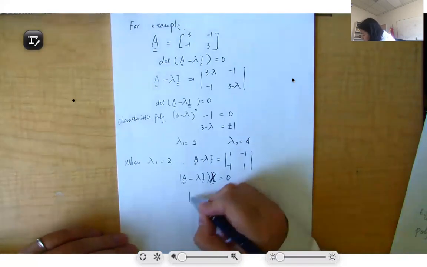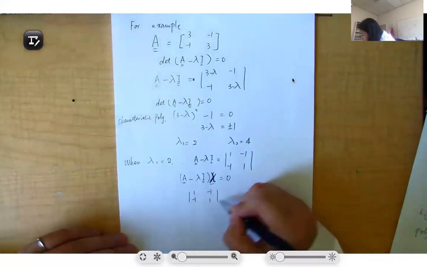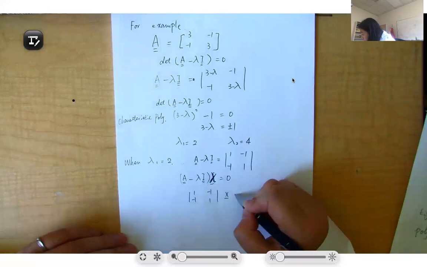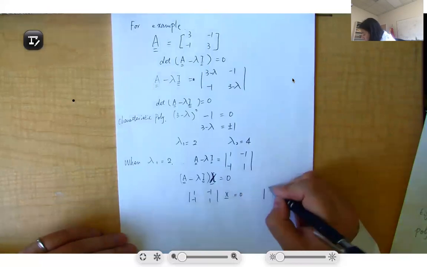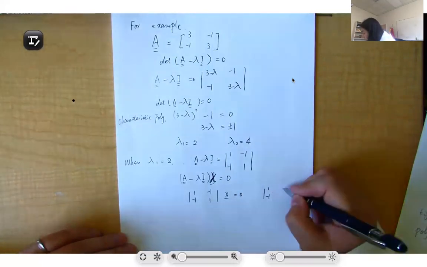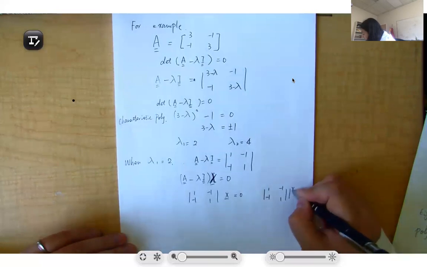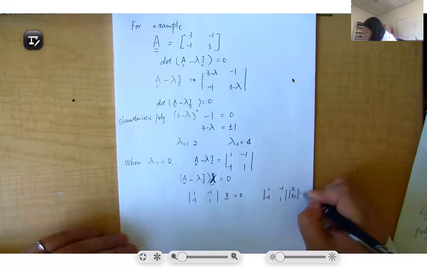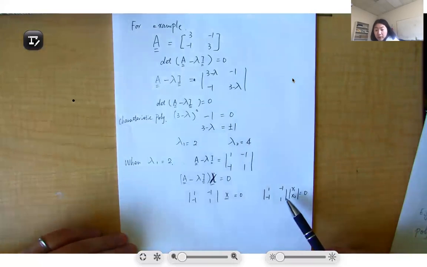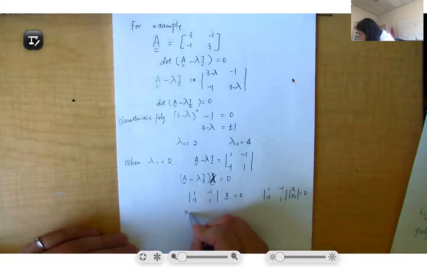So the matrix [1, -1; -1, 1] times x will be equal to 0. You can write it as [1, -1; -1, 1] times [x1, x2] equals 0. Then you can directly get the relationship of x1 and x2: x1 minus x2 equals 0.